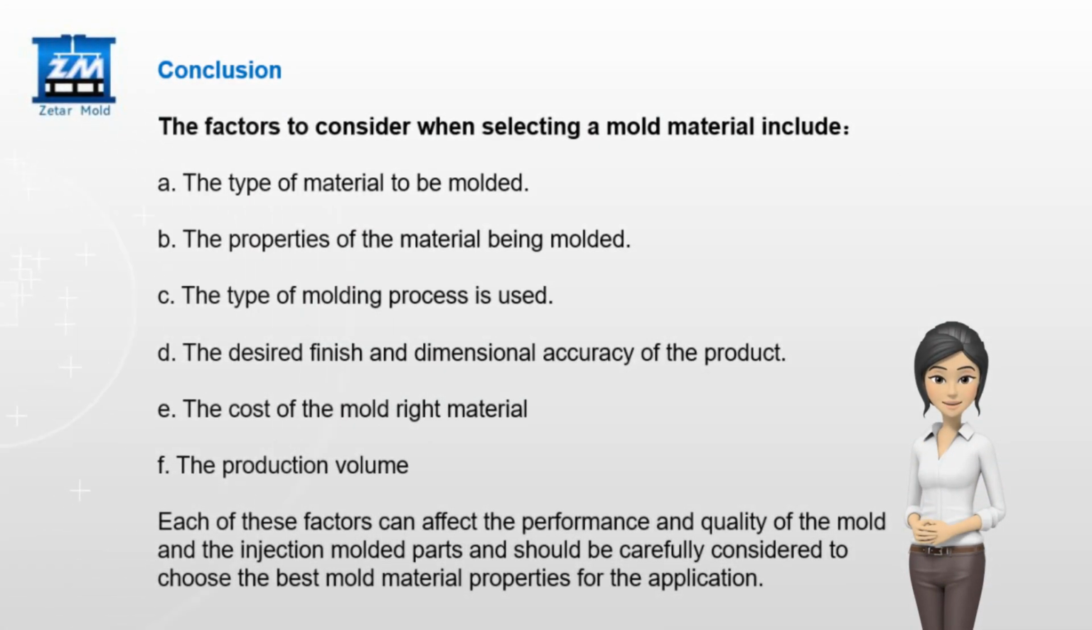Conclusion. Factors to consider when selecting a mold material include: A. The type of material to be molded. B. The properties of the material being molded. C. The type of molding process used. D. The desired finish and dimensional accuracy of the product. E. The cost of the mold material.